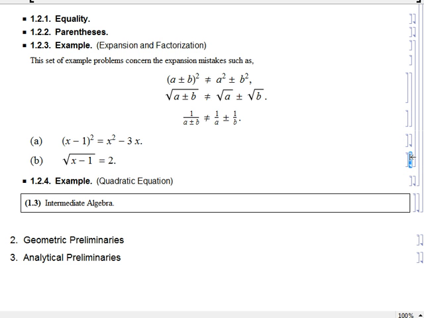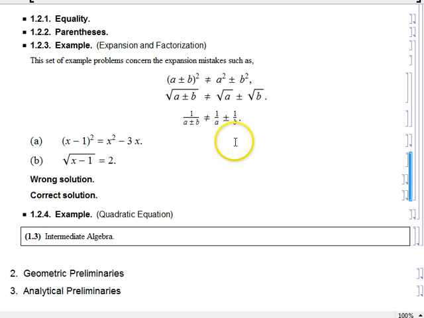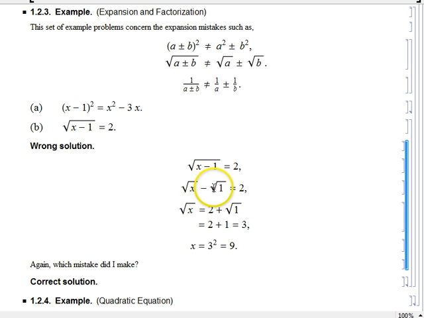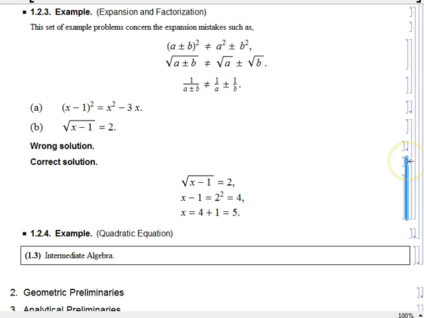The second problem concerns misusing the square root here. You cannot separate the square root. You can't. Oh, by the way, let's open it again. You can't separate it. This first line to second part is wrong. How do you work it out? Well, isolate the square root and then square both sides, of course.